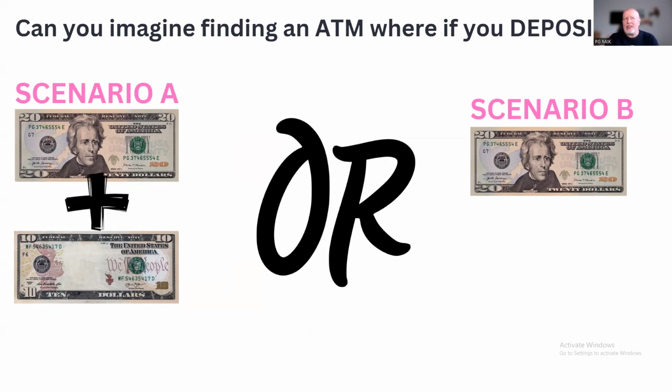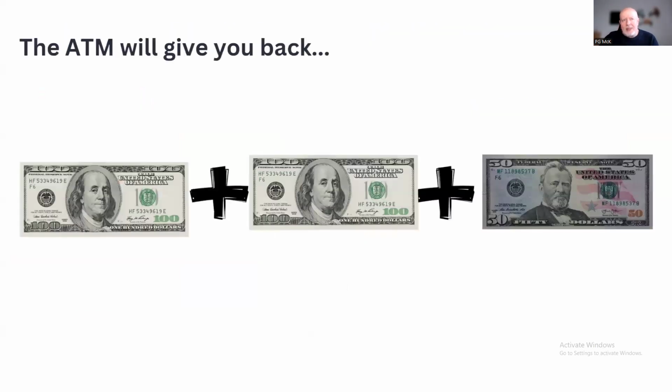So, let's just imagine this for a moment. Can you imagine scenario A, where you're depositing into the ATM $30? Or scenario B, even better, where you're depositing $20. You go to the ATM, the hole in the wall, and you tell it you're depositing money into your bank account, and then the drawer opens and you're putting in a $20 bill or $20 and a $10 bill. Okay? And the machine spits you back.